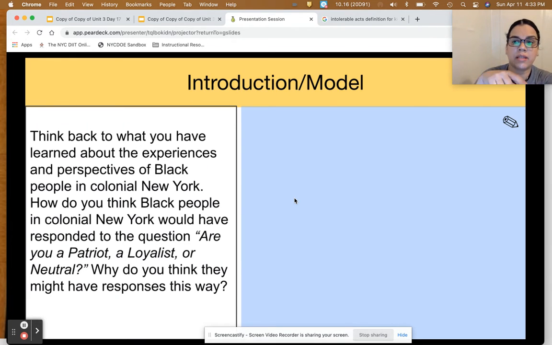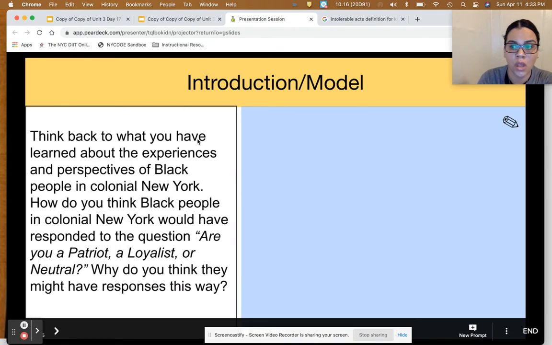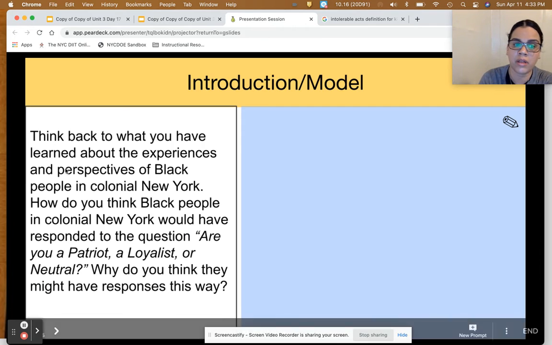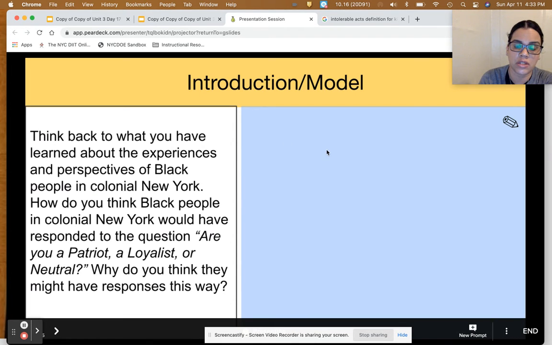For the introduction, students can make predictions based on what they've already known about the experience of enslaved Blacks in colonial America, to jot their thoughts on this prompt. Think back to what you have learned about the experiences and perspectives of Black people in colonial New York. How do you think Black people in colonial New York would have responded to the question, are you a patriot, a loyalist, or neutral? Why do you think they might have responded this way?